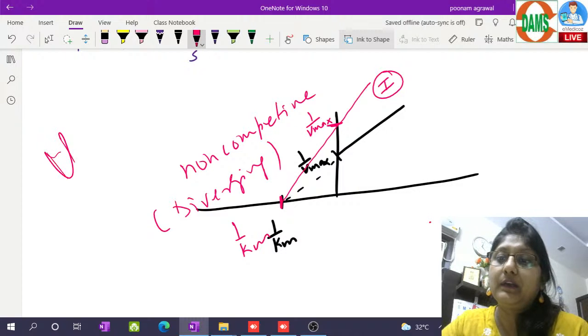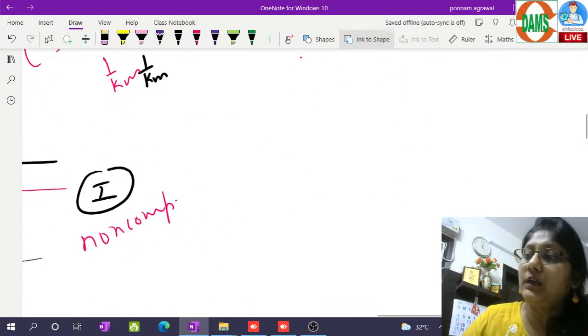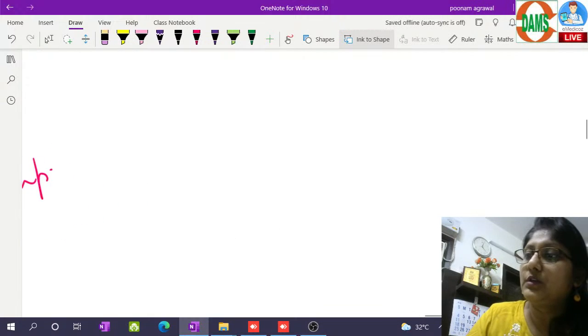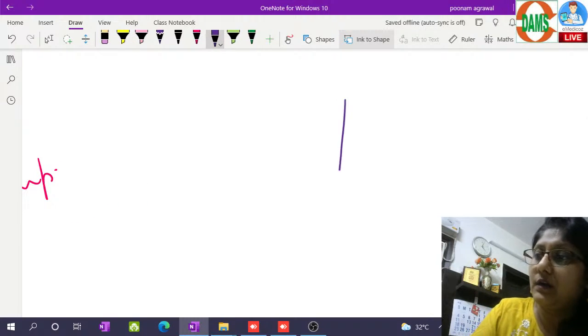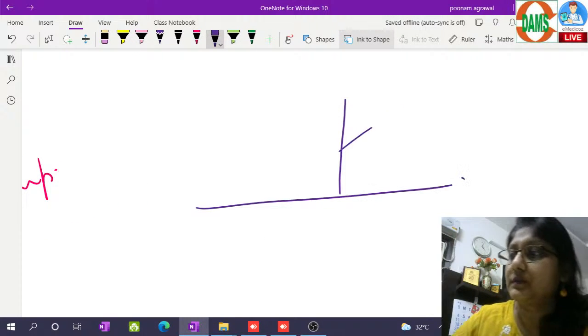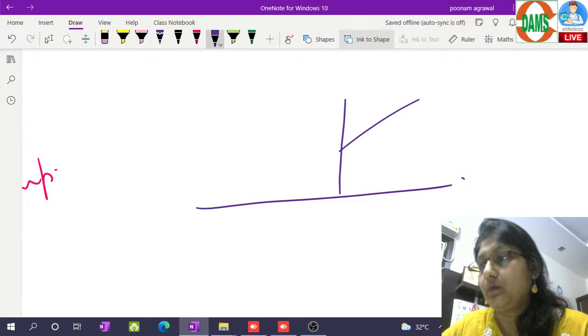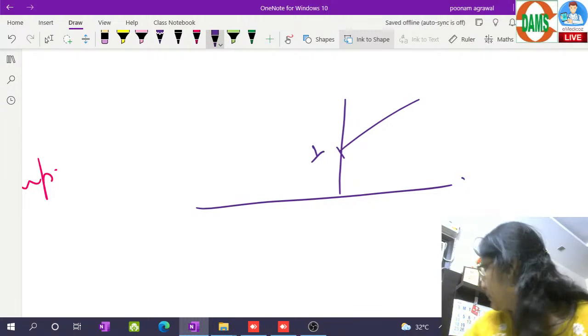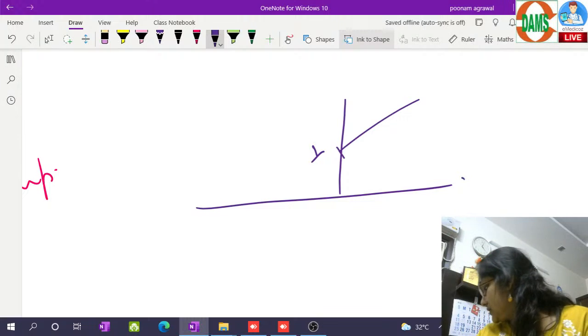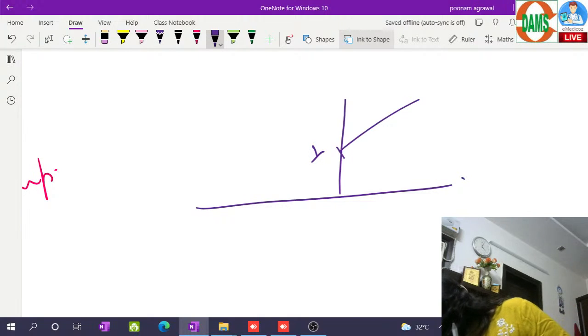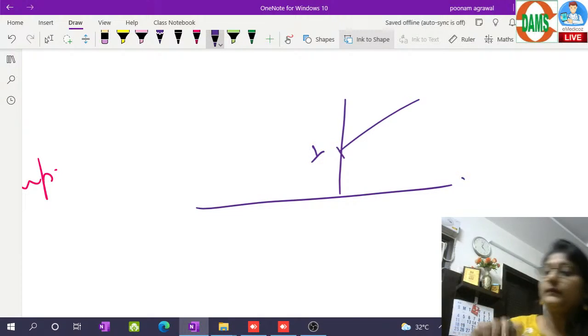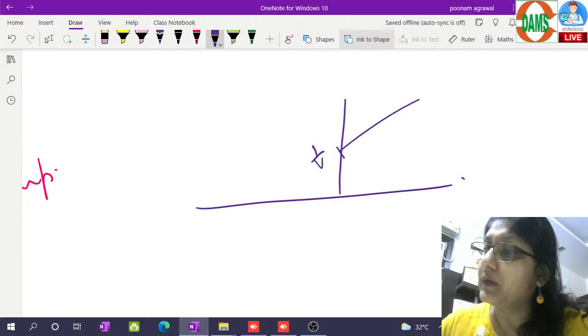Let's see how uncompetitive inhibitors show a parallel line. Uncompetitive inhibitors: normal substrate, no inhibitor, this is 1 by Vmax, and this is 1 by Km.